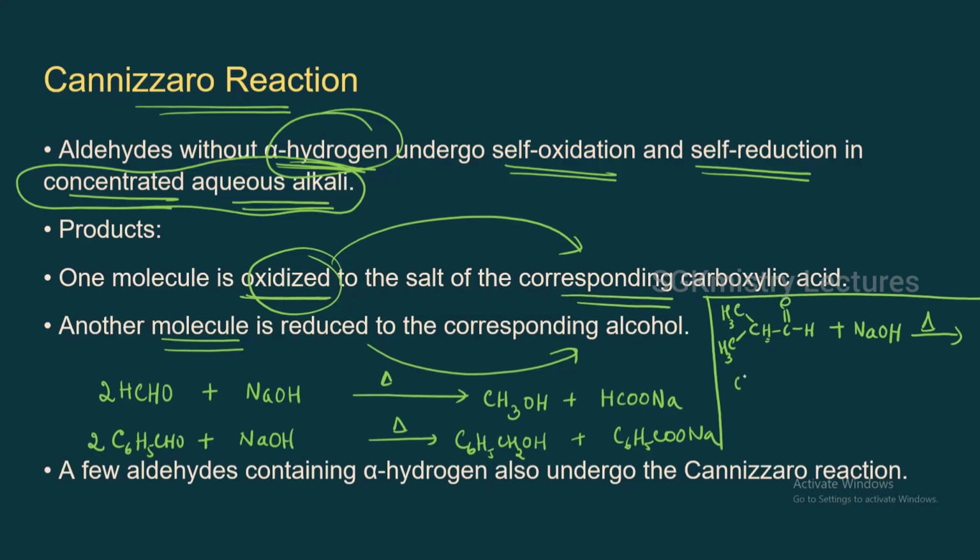So, you're going to get (CH3)2CHCH2OH, that is the alcohol. Along with that, you're also going to get the sodium salt of the carboxylic acid, that is (CH3)2CHCOONa. Okay, so there are a few exceptions. As I've already told, one of the examples is this dimethyl acetaldehyde, although it has an alpha hydrogen, it shows Cannizzaro reaction.